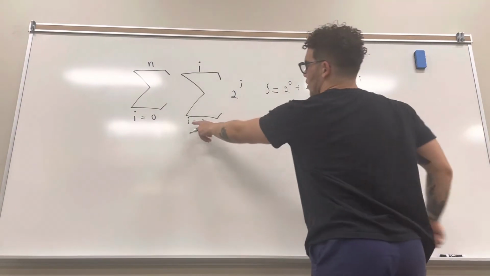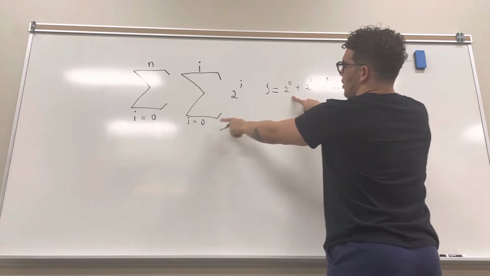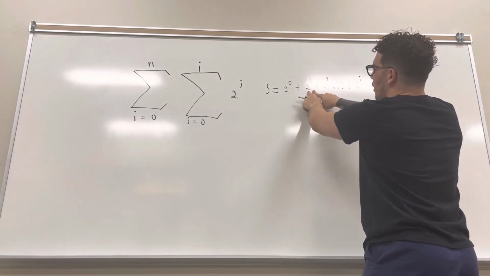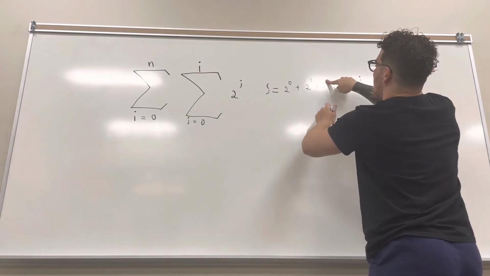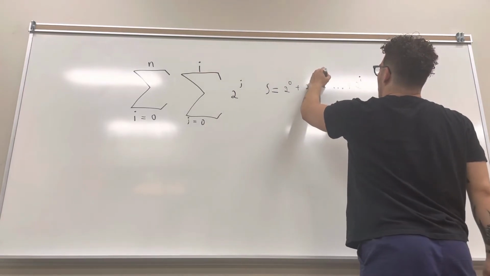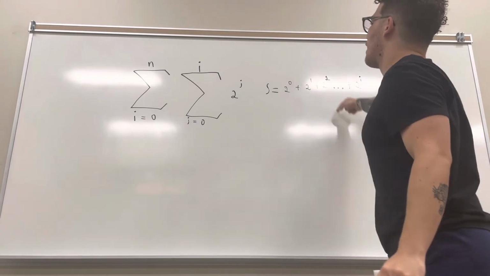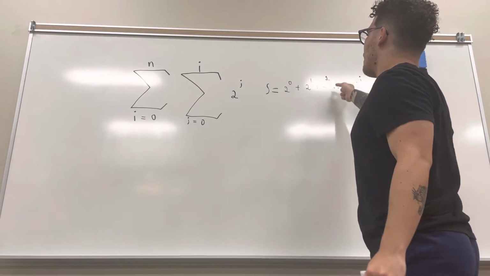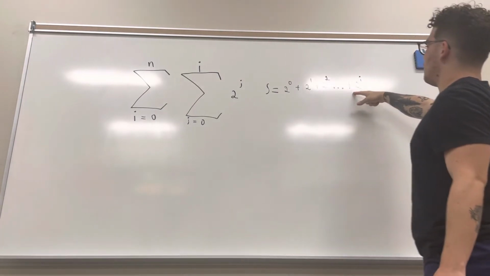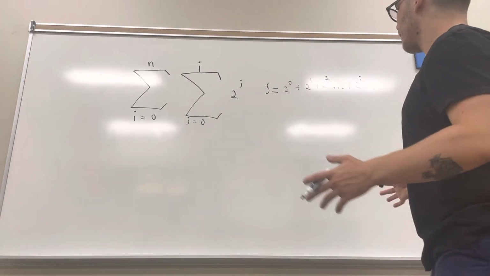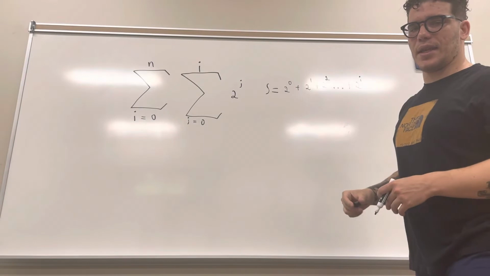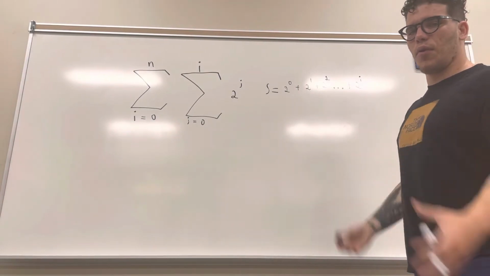So when j starts at 0, we have 2 to the 0. Then j increments to 1, we have 2 to the 1. Then j increments to 2, and we have 2 to the 2, sorry. And then all the way up to when j equals i, and then it stops. So this is the first step, just expanding it into a form that we can solve.